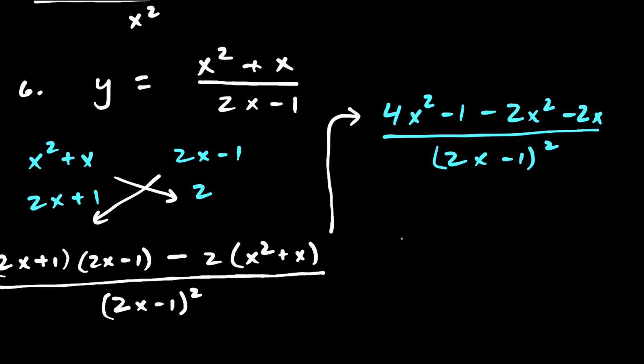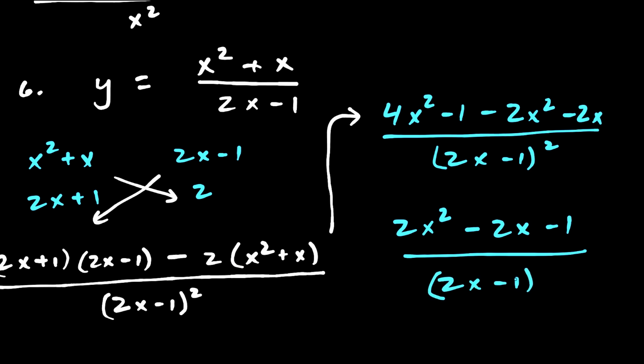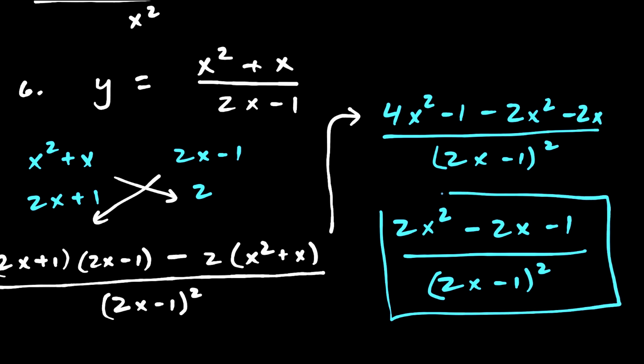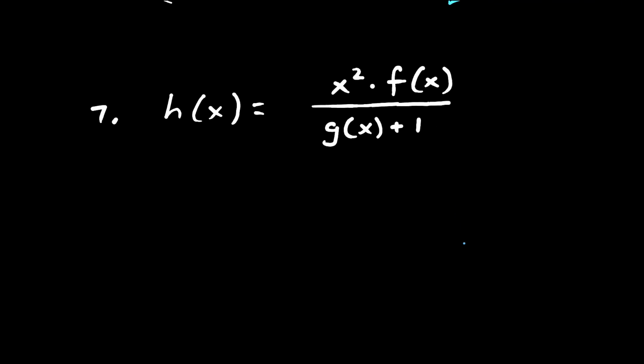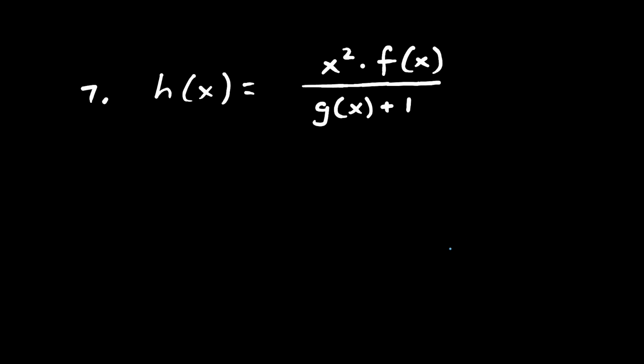And we can simplify a little bit more up there. You'll notice we have the 4x squared minus 2x squared, so we're going to have 2x squared. Put this in order, minus 2x minus 1, all over 2x minus 1, that quantity squared. And we've simplified that a little bit more. Sometimes things will factor out and you'll be able to cancel and simplify more, but in this case, we are good. Number 7, again, this is more of a general form, but same idea.